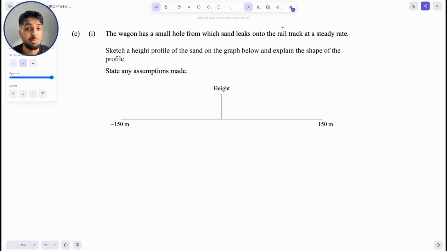The wagon has a small hole from which sand leaks onto the rail track at a steady rate. Sketch a height profile for the sand on the graph and explain the shape of the profile. State any assumptions you have made.